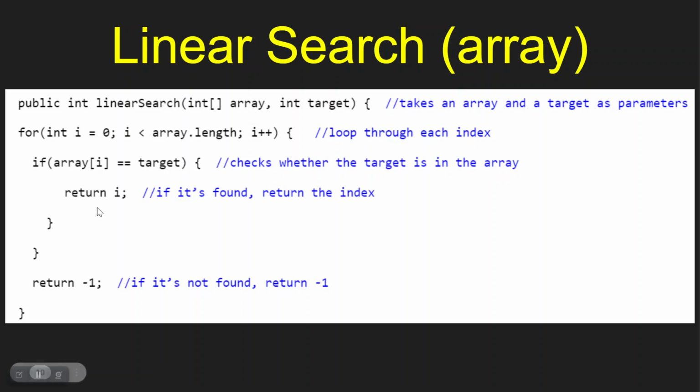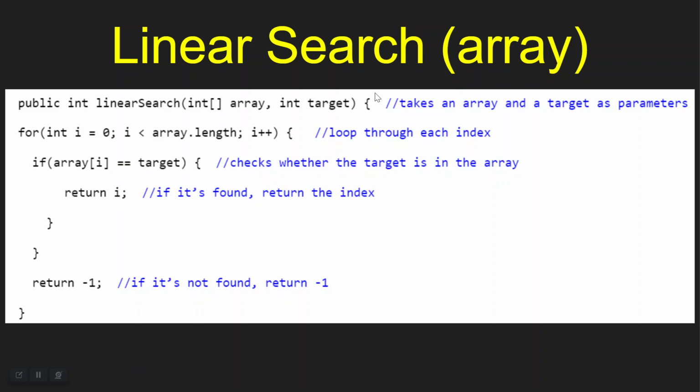So, and then of course, if it's not found, if array at I is not equal to the target, then it skips everything between these two curly braces, and it basically just continues with your for loop. And so the for loop keeps going until the array at index I is equal to the target, in which case it returns the I.